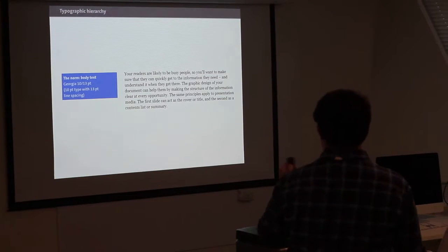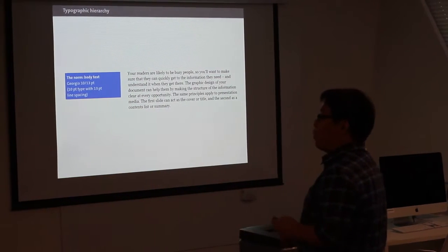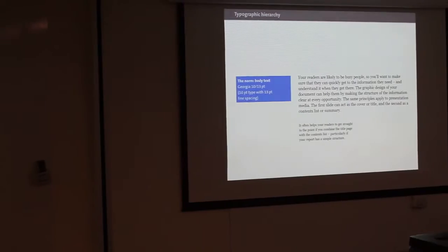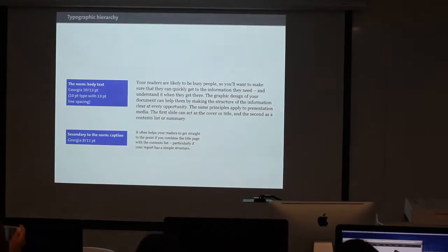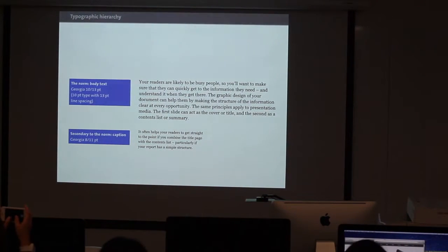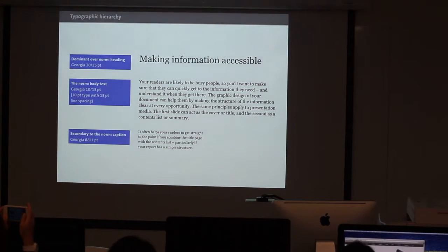So that's normal text, the body text. What's below it would be a smaller type. Let's say this is the caption or footnotes or whatever, and it's in 8 on 11. And then above that would be the stuff that dominates over the norm, a heading, say a 20 point type or 25 point heading. So this is a possible structure like that.